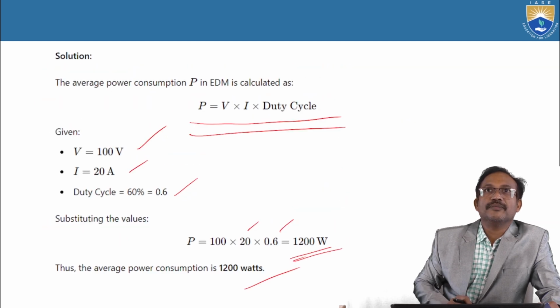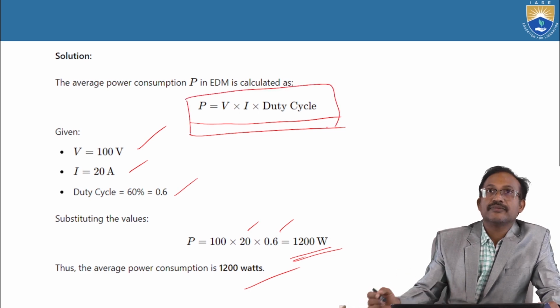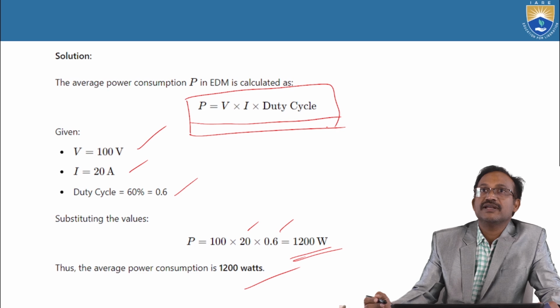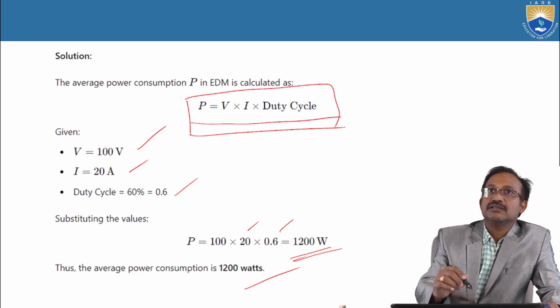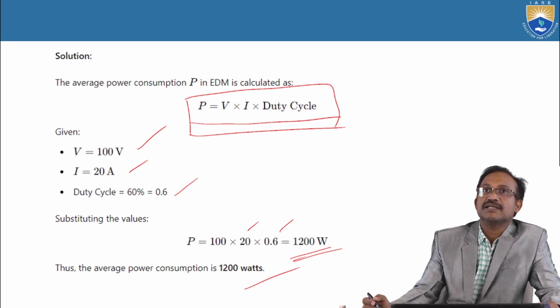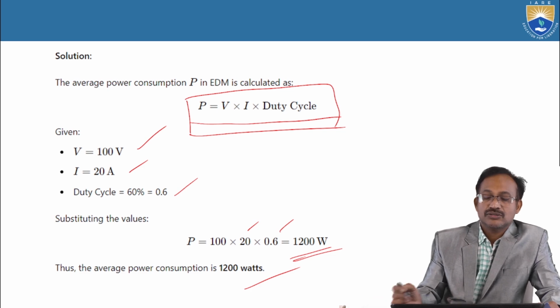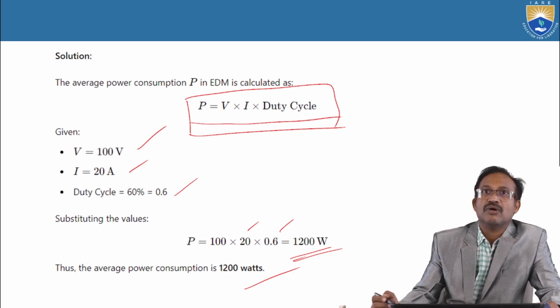Now look at this. In the third problem, in order to find the power consumption, we use V into I into duty cycle. If the duty cycle is given in percentage, we just substitute it, let us say if it is given as 70%, then 70 by 100. Voltage and current will be given in volts and amperes, so that we will get the power in watts.